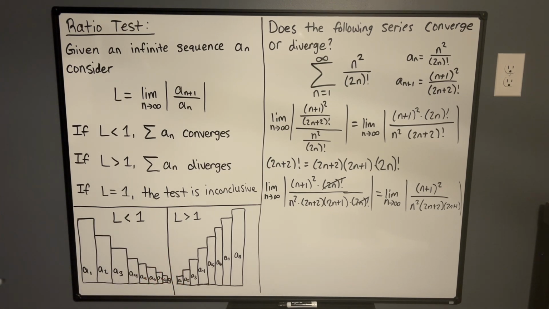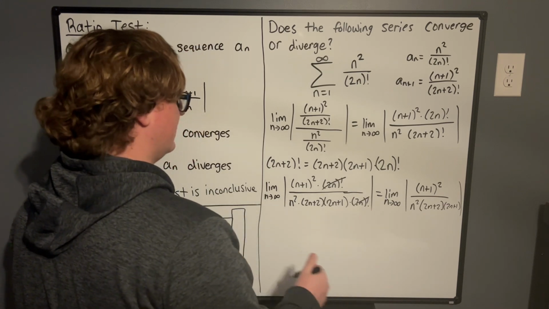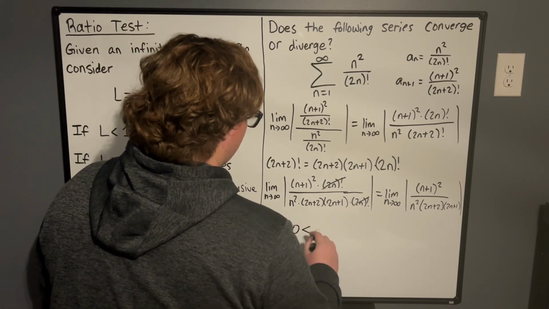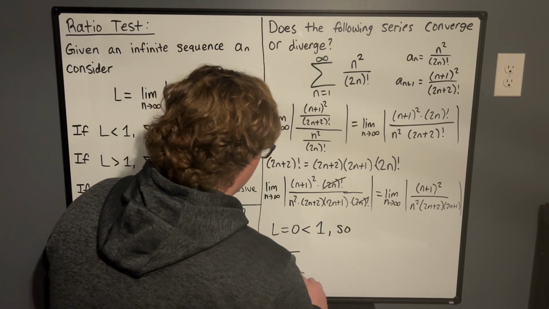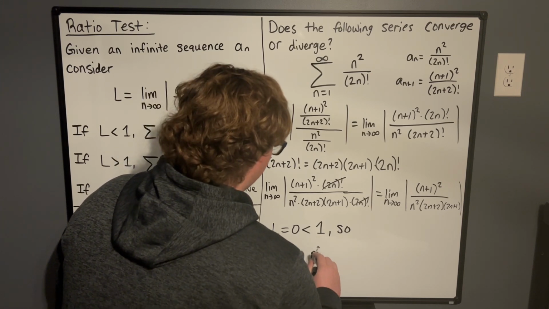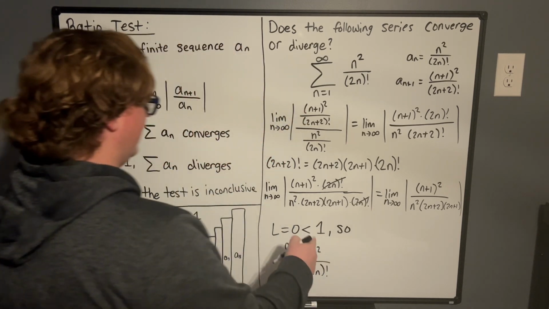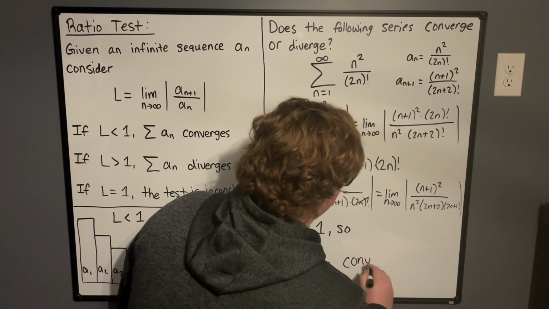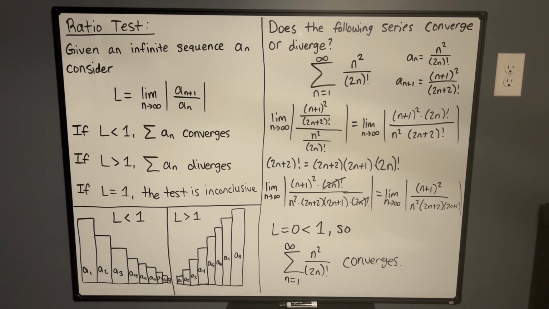I think I said infinity. It should go down to zero. This limit, because of the degree rule, will go down to zero. So that means that L equals 0, which of course is less than 1. So we can conclude that the sum from n equals 1 to infinity of n squared over 2n factorial, since it's less than 1 by the ratio test, it converges. That series converges.